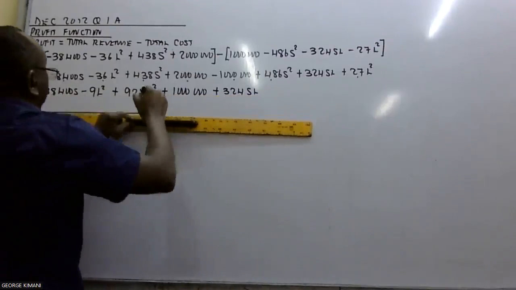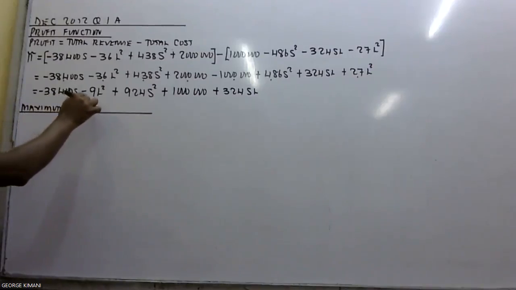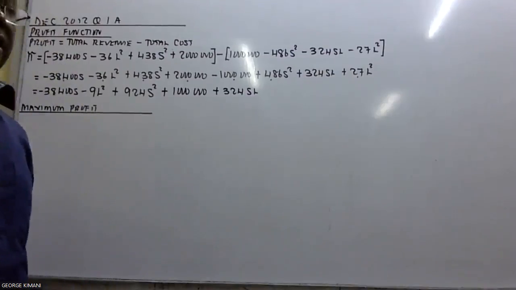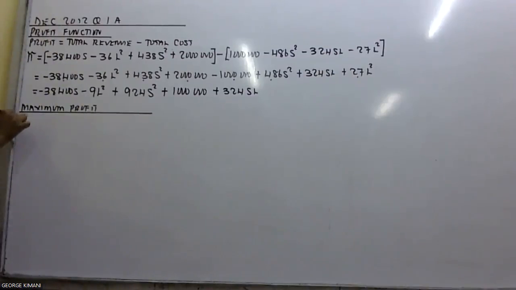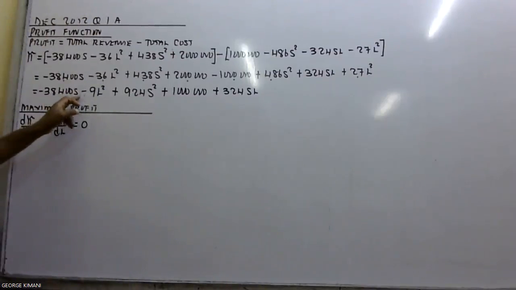Then from there, the question asks us to get maximum profit. Now, in getting maximum profit, we need to say that if we differentiate pi with respect to S, and then differentiate pi with respect to L, each should be equal to zero. The first order differential is zero. This is what we call partial differentiation, because you can see we have two independent variables, S and L.